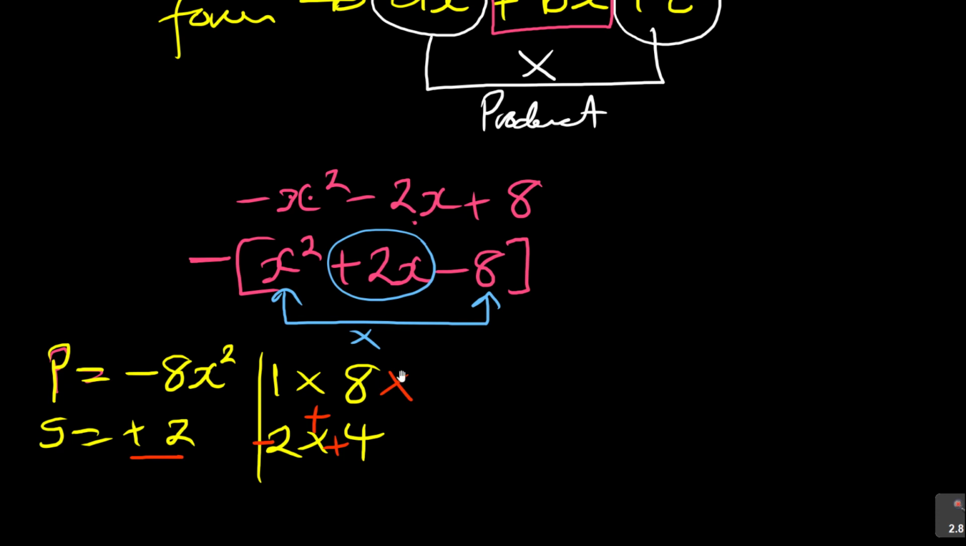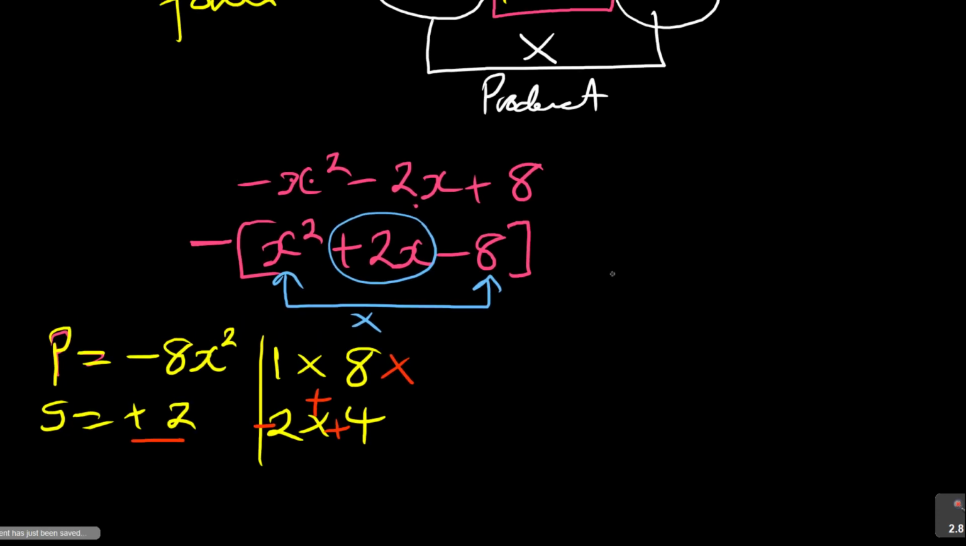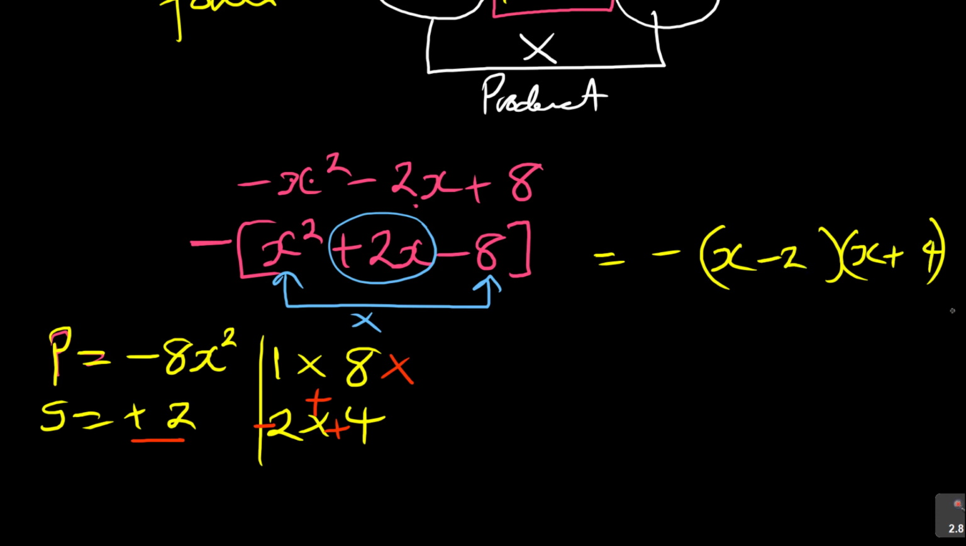So if you want, you can get your answer straight away from here. You say equal to minus, and then you put your brackets, and then you say x, x. It was minus 2 plus 4. That becomes your answer. But if you want to do it the right way, you come here. We said it was minus 2 plus 4.